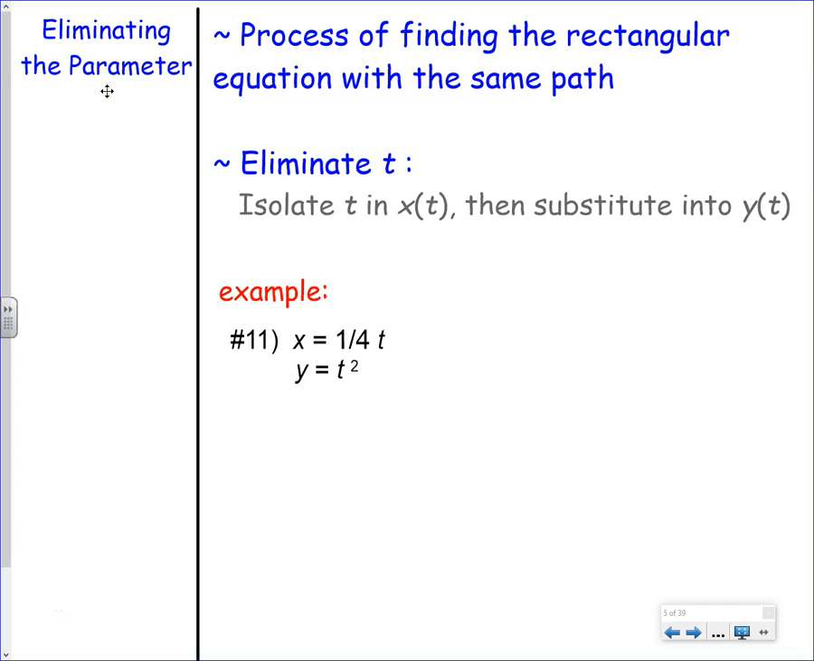Ignore the t, yeah. I need to eliminate the parameter. I need to ignore the t. Eliminate the parameter. Ignore the t. Not spill the tea. Ignore the t.